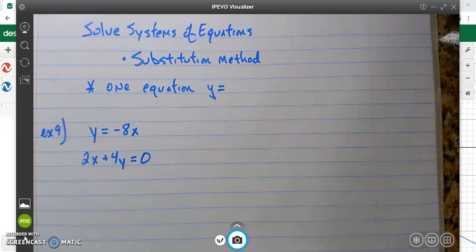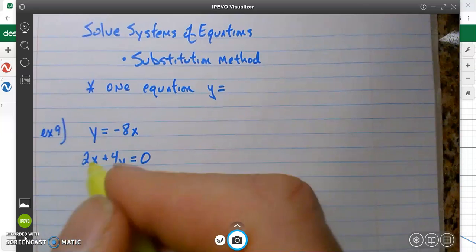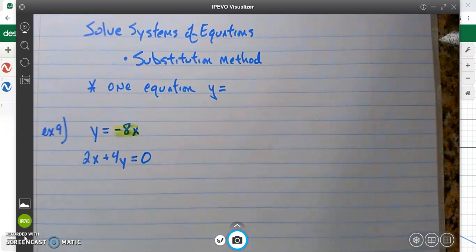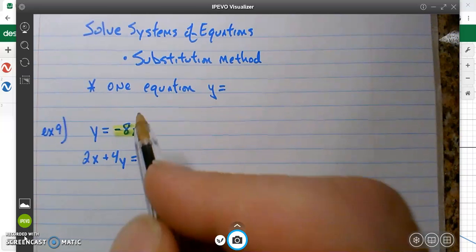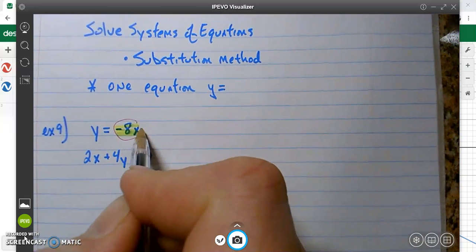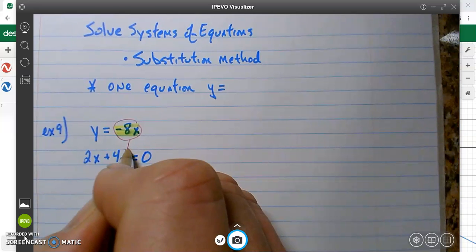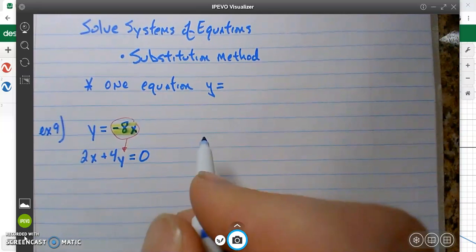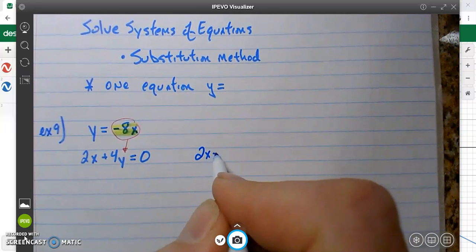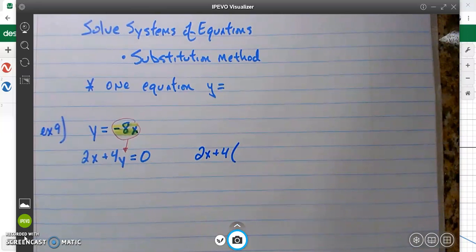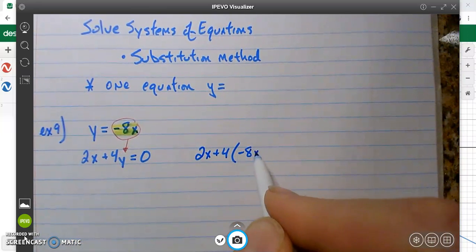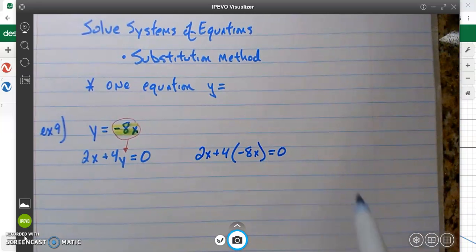However, the process is the same because I recognize that y is equal to this expression. What I'm going to do is take this expression and plug it in anywhere I see a y. So in my second equation, I'm going to plug it in for the y. Now what that gives me is 2x plus 4 parentheses, and here's where I'm going to put my negative 8x. Make that equal to 0.